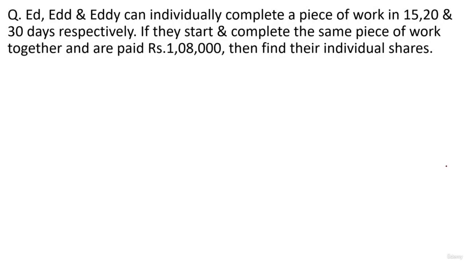Ed and Eddie can individually complete a piece of work in 15, 20 and 30 days respectively. If they start and complete the same piece of work together and are paid rupees 1,08,000, then find their individual shares.